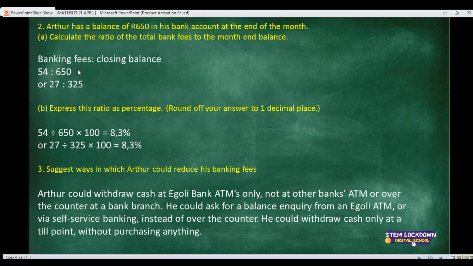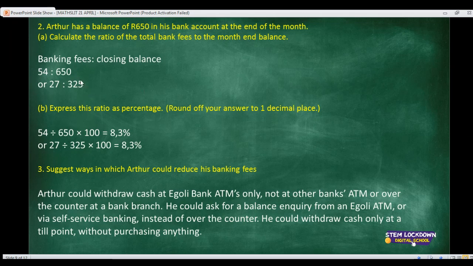So you can't now, because the statement is very clear, total bank fees to month-end balance. You can't then be writing the month-end balance to banking fees. You need to follow the order they give you the information in. So in this case, it would be 54 is to 650. So the 54 is the banking fees we have just calculated in question 1, and 650 is the balance he has in his account at the end of the month.